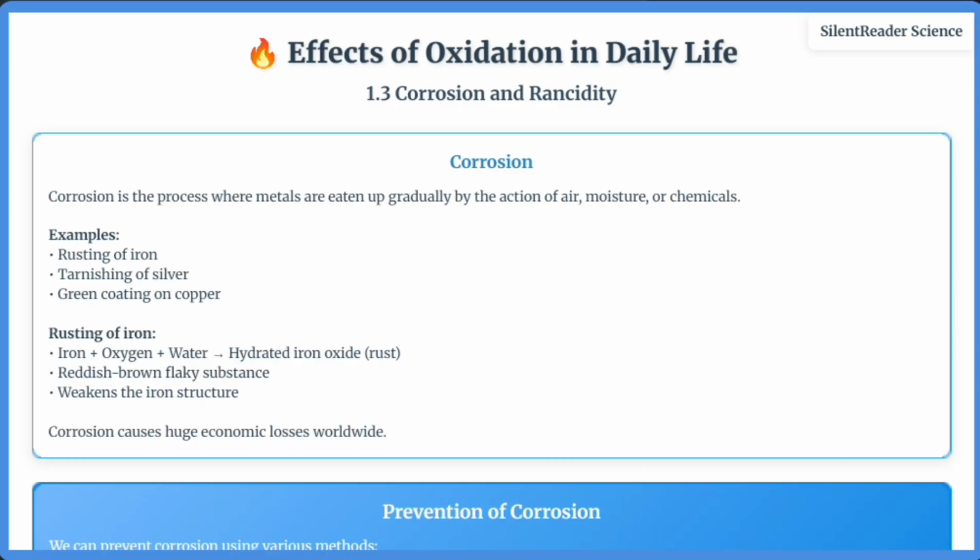Rancidity is the oxidation of fats and oils in food, resulting in bad smell and taste. Potato chips becoming stale or butter developing bad odor are examples. We prevent rancidity by adding antioxidants, packaging in nitrogen gas, refrigeration, or storing in airtight containers. Understanding these processes helps us preserve food and protect infrastructure.